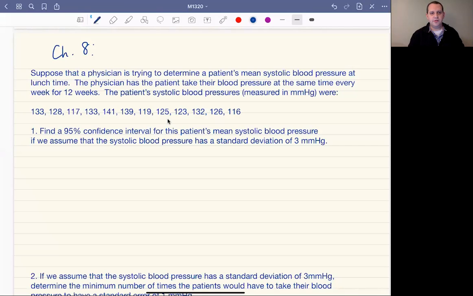In this video, what I want to do is do some chapter 8 examples. I have a single problem that has a few different pieces to it, and each piece kind of belongs to a different section of chapter 8.